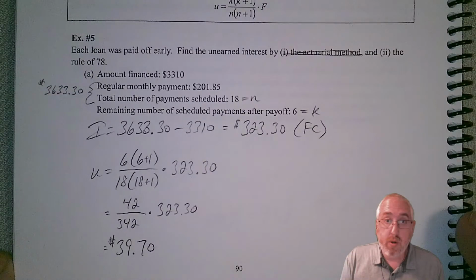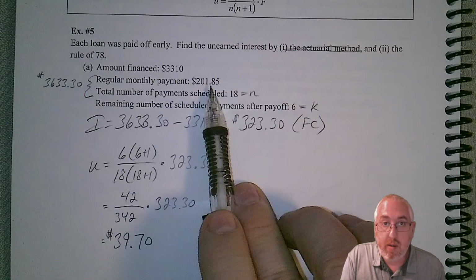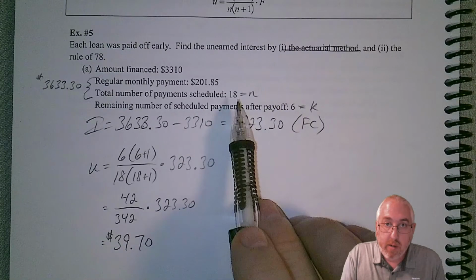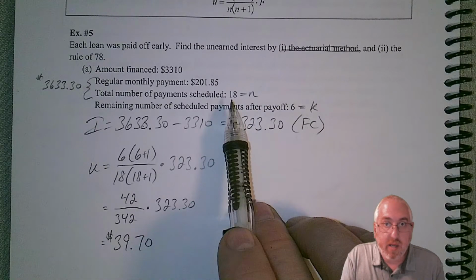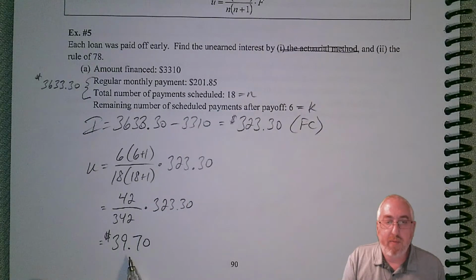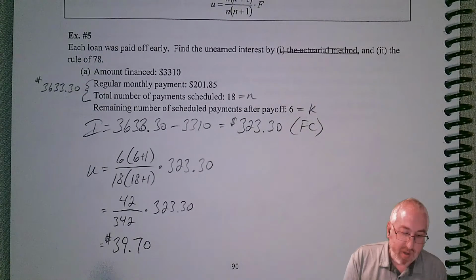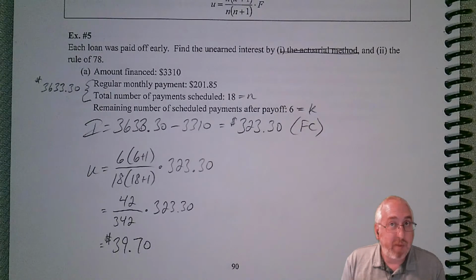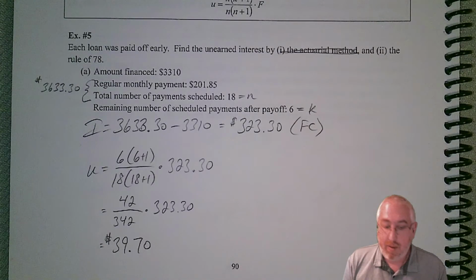So here's another way to think of it. You have this loan, you're paying $200 and change each month, and you're supposed to pay it for 18 months. After a year, you come into some money and say, I'm going to pay off my loan. How much am I saving myself? Well, you're saving yourself about 40 bucks by doing that. If you pay it off with 6 payments left, you're saving yourself about 40 bucks. Not a lot, but it's money in your pocket and not in the bank's or your lender's pocket. So that might be a good thing to do.